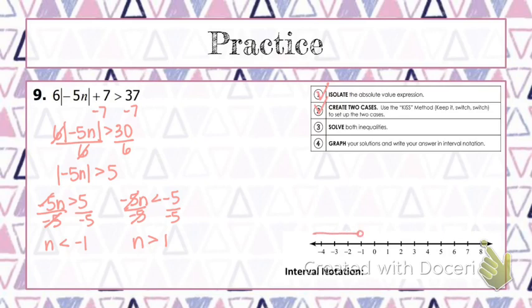We graph that like this. N is greater than positive 1 is graphed like this. Let's make that a little better. There we go. And then interval notation will be negative infinity to negative 1 with a parenthesis this time because it cannot equal negative 1 in union with positive 1 to positive infinity.